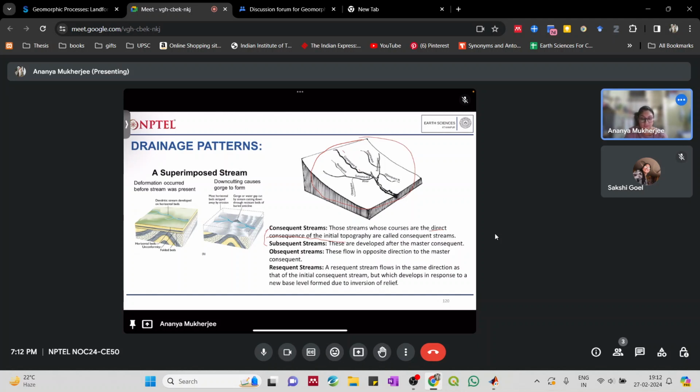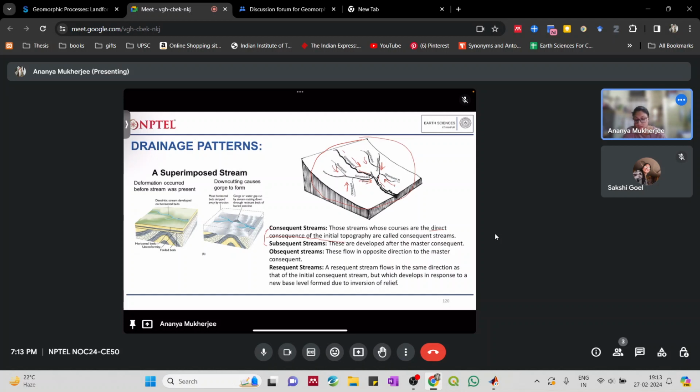the same direction as the initial consequent stream, but they are formed due to differences in the relief in that region. So you can see over here, this is a consequent stream and these are the subsequent streams. This is flowing in this direction. The subsequent stream itself is trying to follow the master consequent stream's direction. The obsequent river over here you can see is following the opposite flow direction of the consequent one. And the resequent one is flowing again in the direction of the consequent stream over here too.